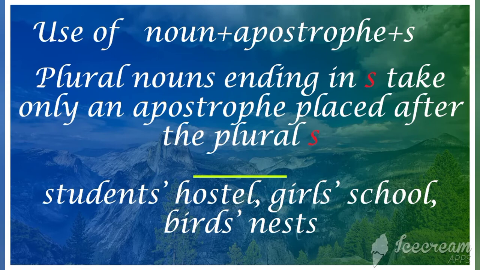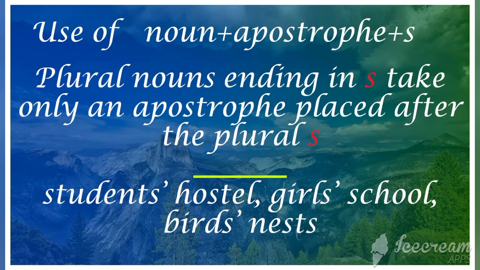Okay, after the "yes" we have to add an apostrophe. You can see I have written "students'": student, s, after that apostrophe. So if any plural or singular word is not ending with s, then we have to add apostrophe s. If it is ending with s, then we have to just add an apostrophe after the s. Okay, girls' school.